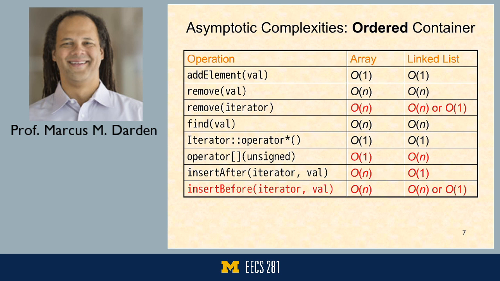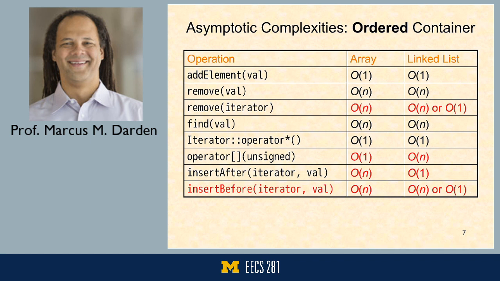Operator square brackets, that's random access. I can do that in constant time with my contiguous memory, but with my connected memory, if I want to say square brackets 7th object, I've got to next till I get there. So that can be linear in my linked list.